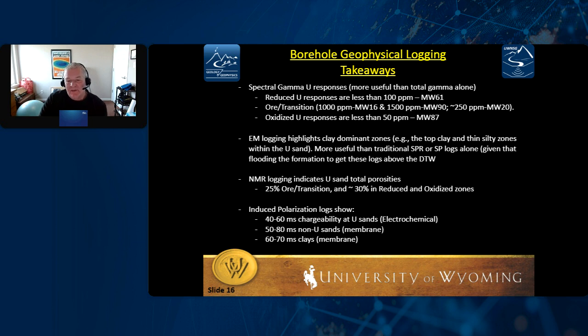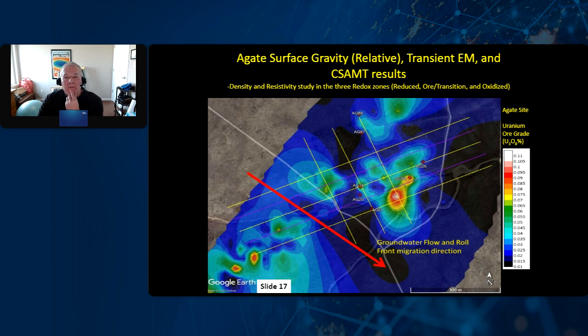IP logs give us an understanding that there is an IP response at these things, so it's actually sort of useful. It's assumed at this point that the 40 to 60 millisecond chargeability is electrochemical, when you've got the uranium nearby in that zone of the ore transition, and generally around the same levels for the non-uranium sands. And for the few clays that actually show up, they tend to be a little bit higher, but there's just less of them. So we still have to work on how we differentiate those things. And we'll talk about that more a little bit later.